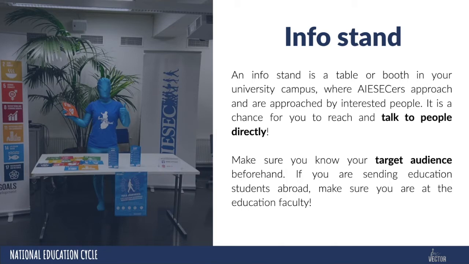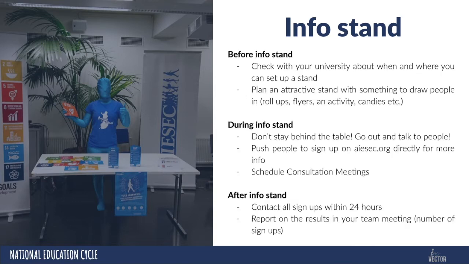One thing to keep in mind when planning an info stand is you need to always be aware of what your target audience is. So make sure that you know what kind of students you want to get to your info stand. For example, if you want to send education students in their 3rd year to an OGV project in Romania, make sure that you are having a stand at the education faculty at a time where there are lots of education students around, so you can make sure that you are actually being approached and approaching the right kinds of people. So, a little checklist of what to do before, during, and after the info stand.